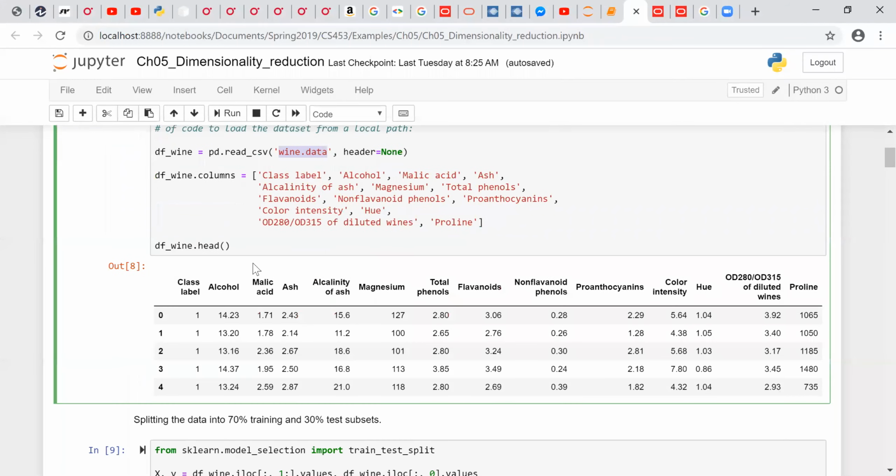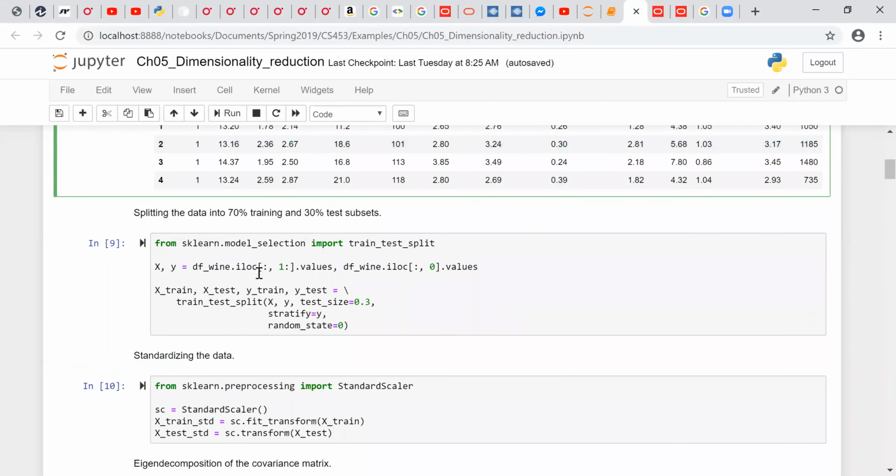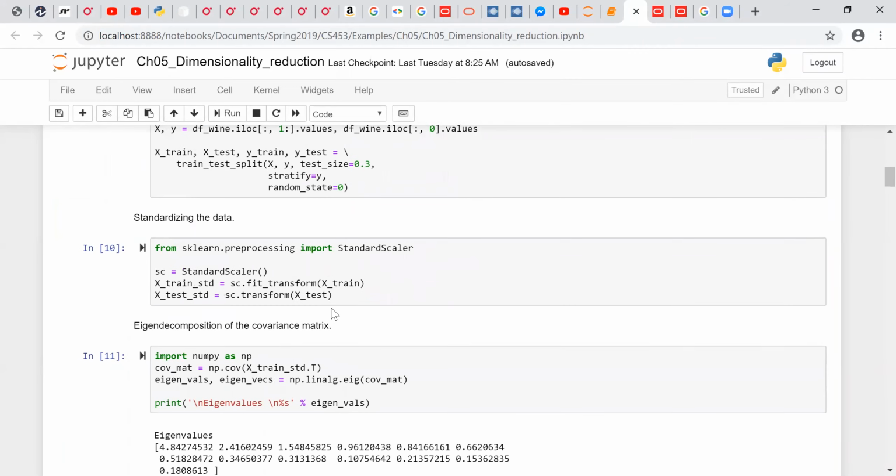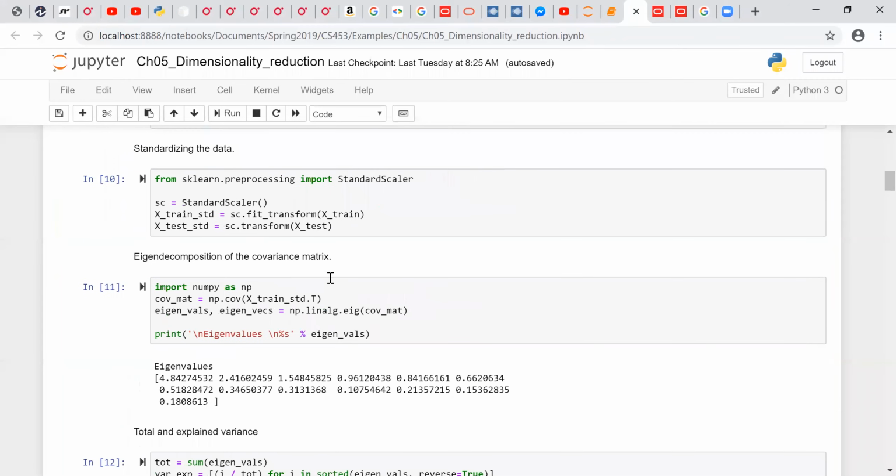So we have the data frame loaded. You can see it tries to use all of the features to find the wine's class. The very first step, as usual, is the split. We split the data into training and testing parts. This part is similar to what we already learned before.